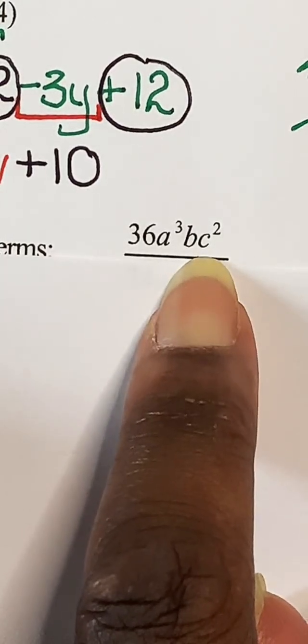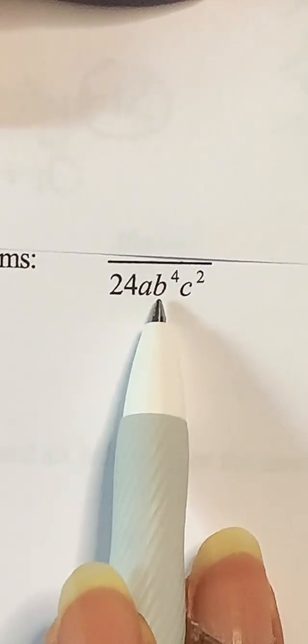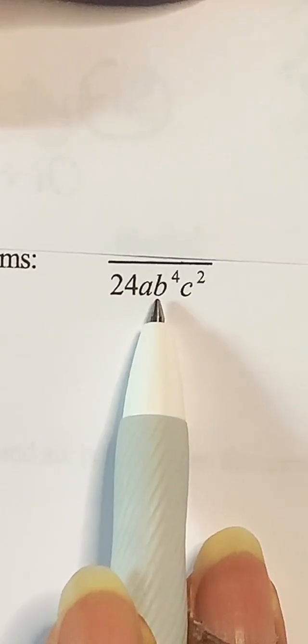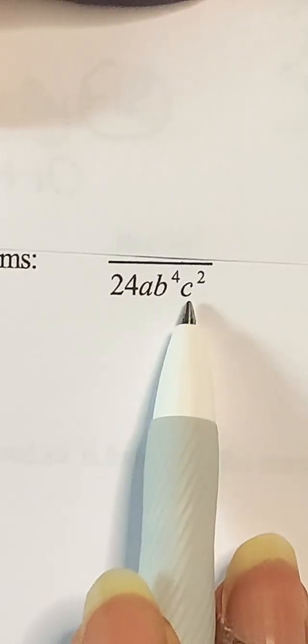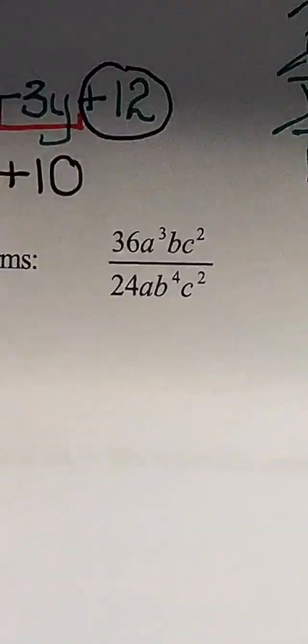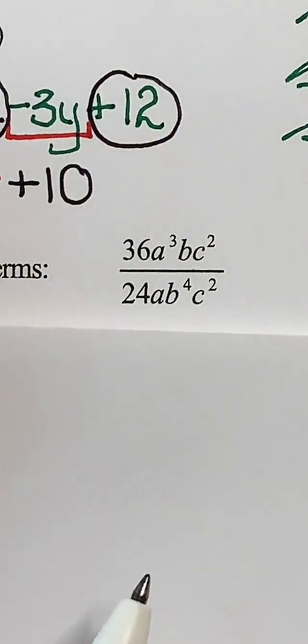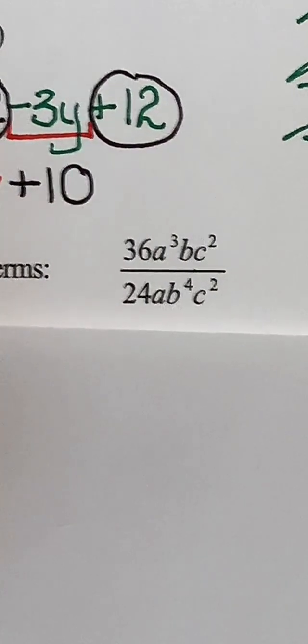Okay? But that's not what this is saying. The only thing that's being raised to the third power is the a. There's no parentheses. The only thing that's being raised to the second power is the c. Same thing's happening underneath in that denominator. The only thing that's being raised to the fourth power is your b. And the only thing that's being raised to the second power is your c.